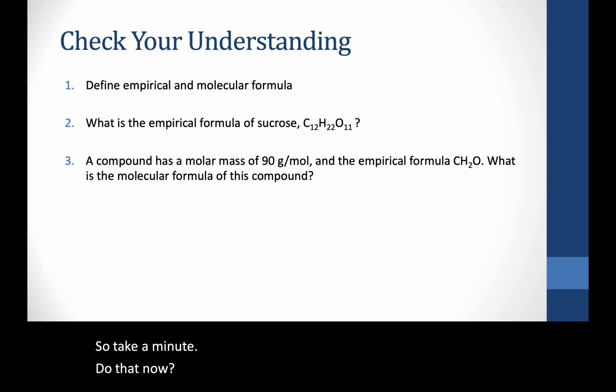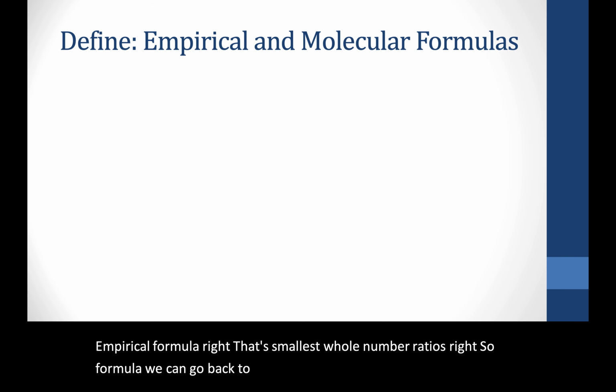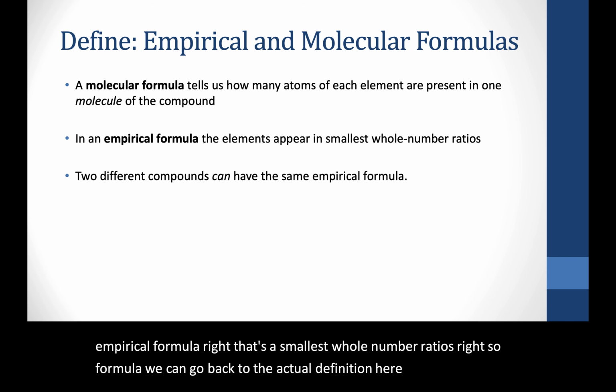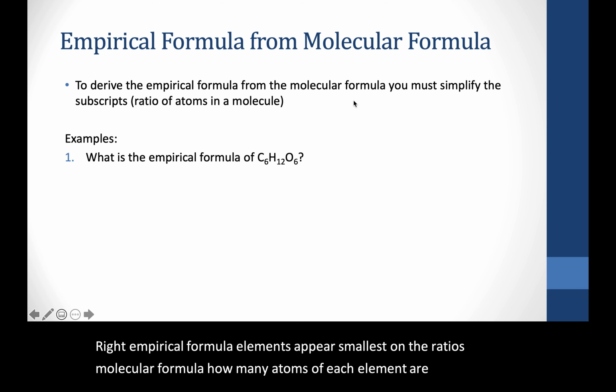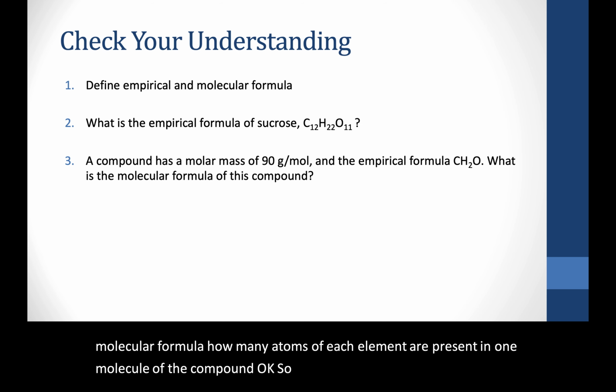All right. So, empirical formula, that's the smallest whole number ratios. We can go back to the actual definition here. Empirical formula: the elements appear in the smallest whole number ratios. Molecular formula: how many atoms of each element are present in one molecule of the compound. Okay, so hopefully you got those down.